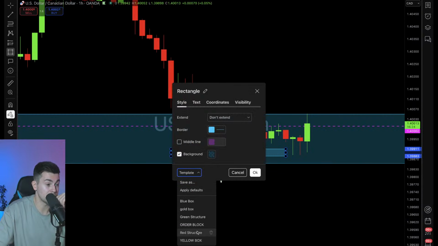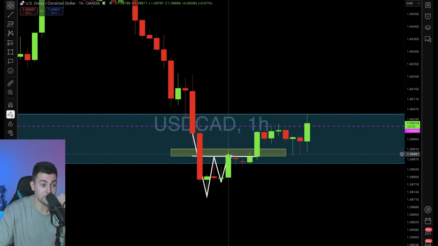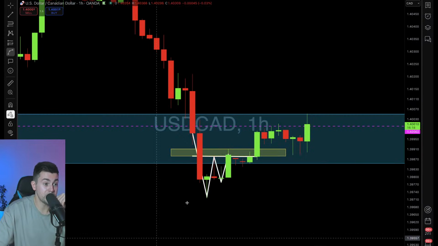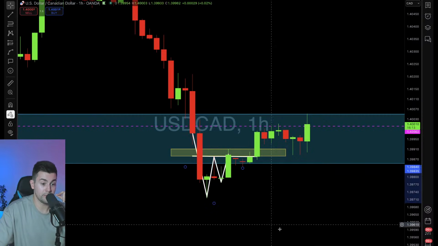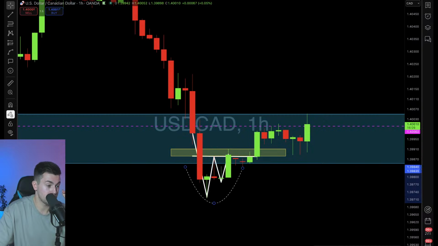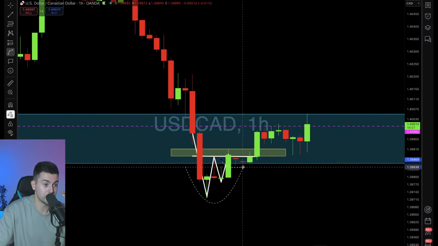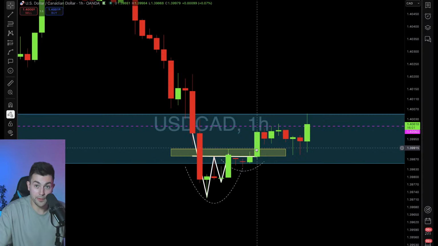Yes, you can see that the market started to respect this minor horizontal resistance, and respecting that, the price formed a very nice cup and handle pattern. Yes, here the price formed the cup, and here the price formed the handle. And again, we got another strong bullish signal during the Asian session.